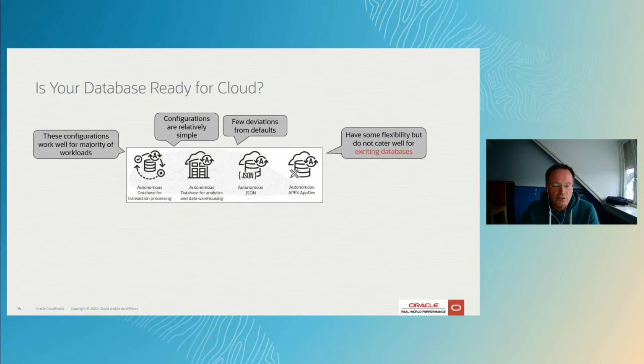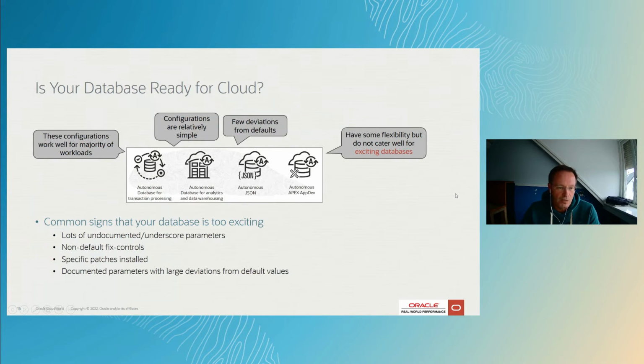Yeah, these configurations in Autonomous Database are relatively simple. As I mentioned, there are few deviations from the defaults in terms of SP file parameter settings, and they work well for the majority of the workloads. And there's some flexibility. You can change some parameters, but these configurations do not cater well for what we call exciting databases.